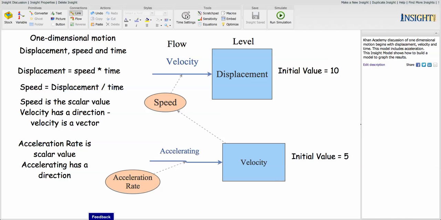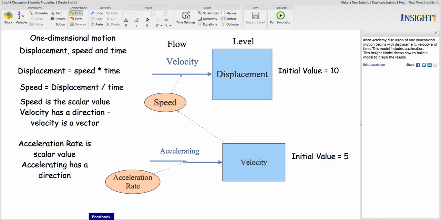The first video that you should have watched before this one was called One-Dimensional Motion with displacement, velocity, and time. This is the second video in that series. This one includes acceleration. So if you remember, in the prior video we had the model that's shown here at the top.